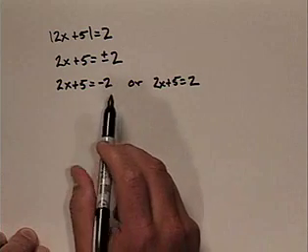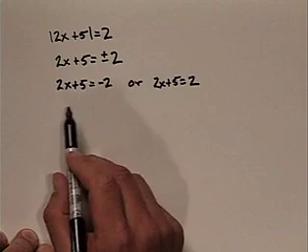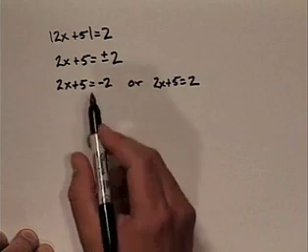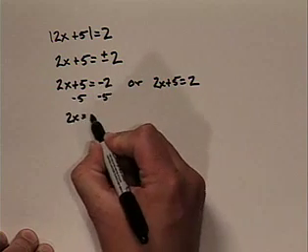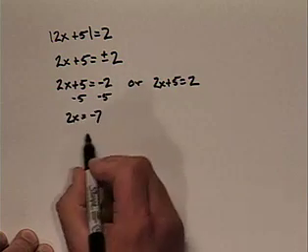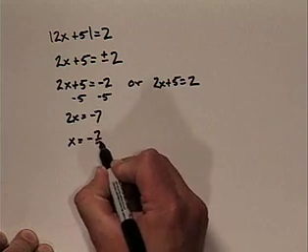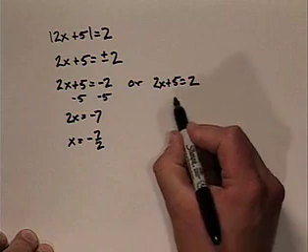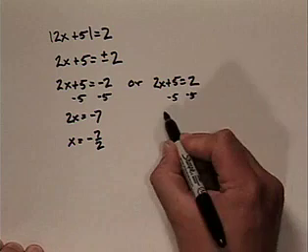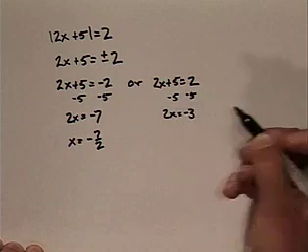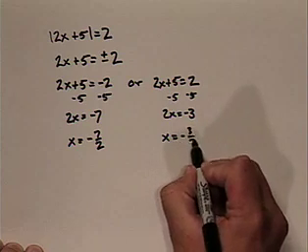I'll focus on this side first. I want to solve this equation. So what I need to do is subtract 5 from both sides. If I do that, then I get 2x equals negative 7. And finally, dividing both sides by 2 gives me x equal negative 7 halves. Over here, I also need to subtract 5 from both sides. That gives me 2x equals negative 3. And then if I divide both sides here by 2, I get x equals negative 3 halves.